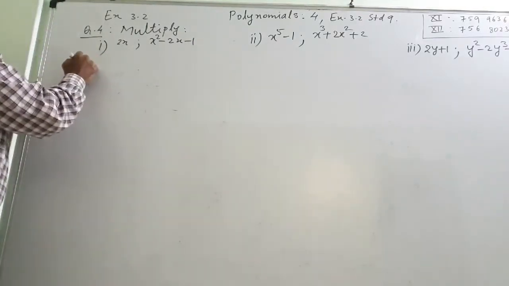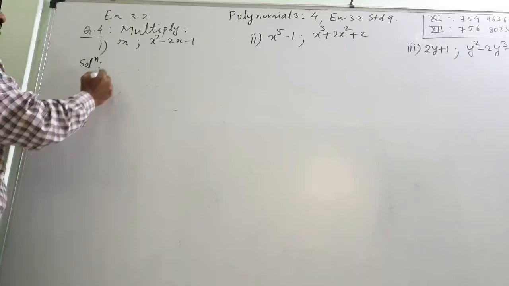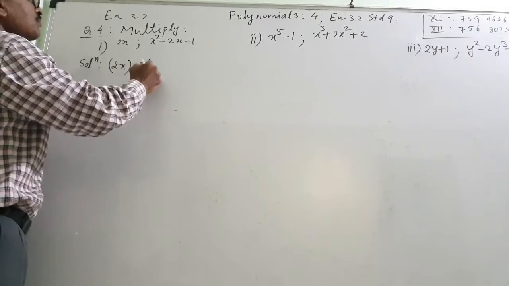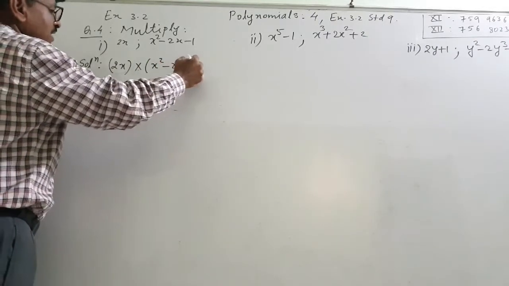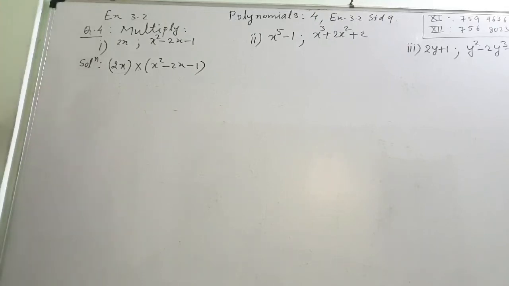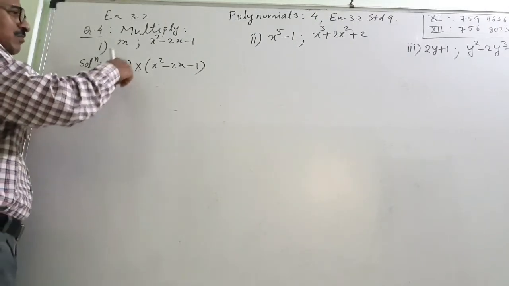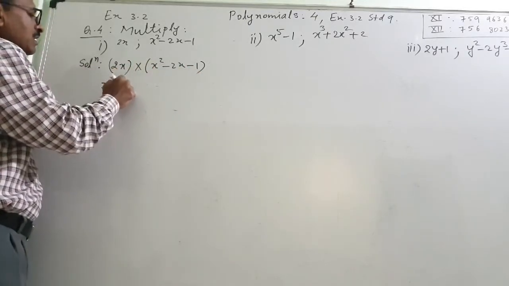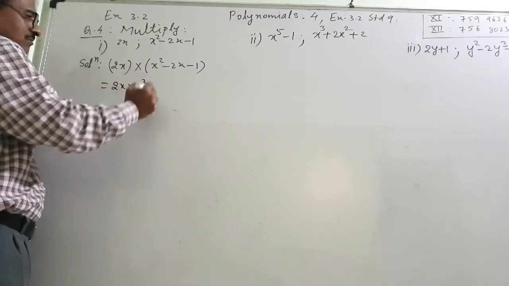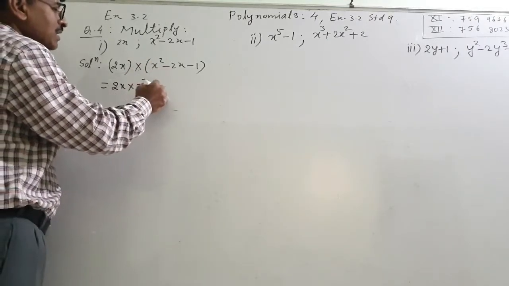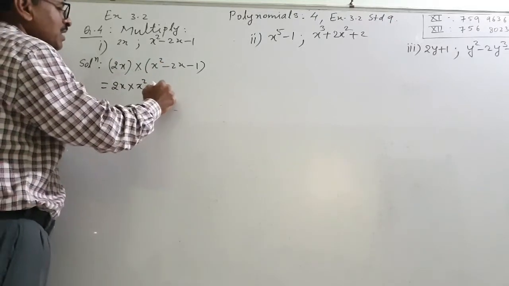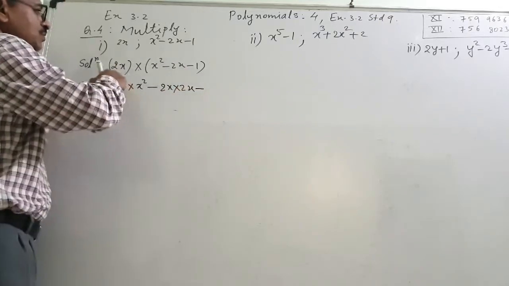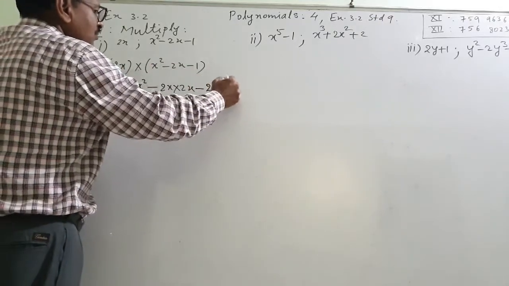So solution, 2x into x square minus 2x minus 1. So that is equal to, by this 2x I will multiply this, this and this. So I will write 2x into x square. Now this is minus minus, this 2x into this 2x. Now this minus 2x into 1.